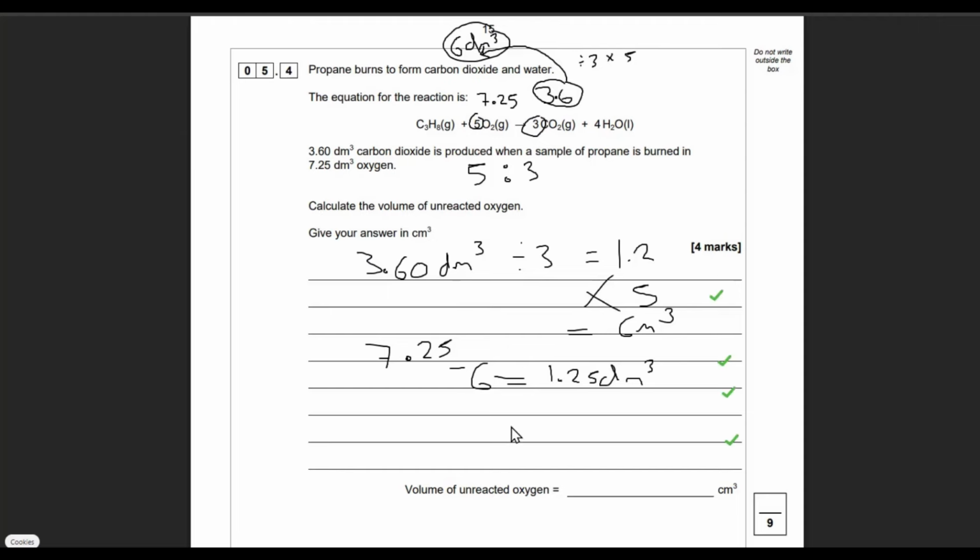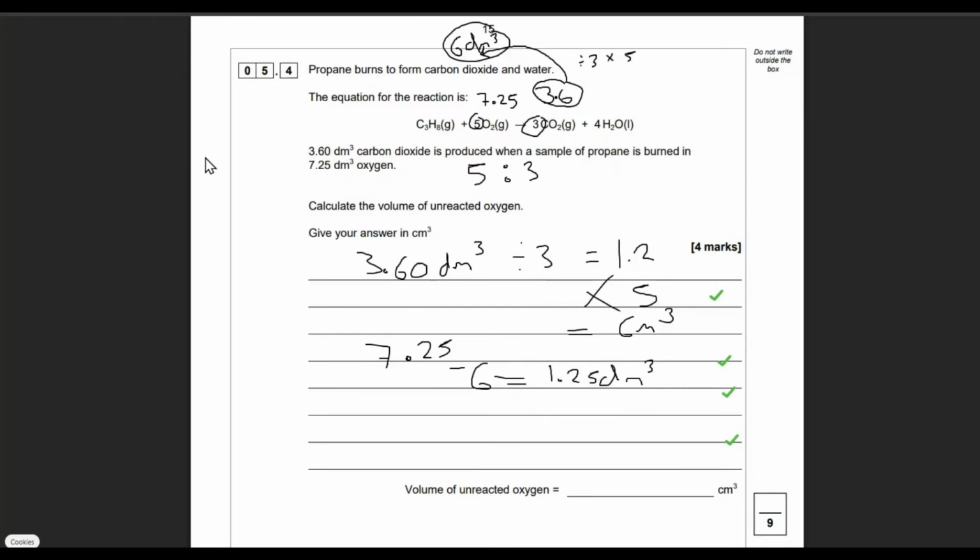And there we go. A lot of marks for only a few calculations, but unless you're really comfortable with using ratios and comfortable with the fact that when you've got gases at room temperature and pressure, you can just use the ratios like you would with moles. If we wanted, we could have divided by 24 and turned into moles and then worked our way back, but there's no point.